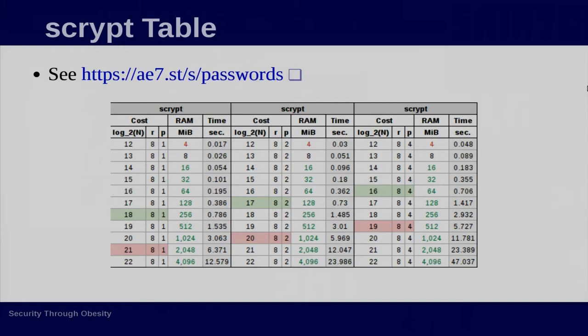So here are some of those results. N equals 18, R equals 8, P equals 1. Or if I brought the P up to 2, then my N can go down to 17. If I bring the P up to 4, my N can go down to 16 on the interactive, and analogously for the non-interactive.